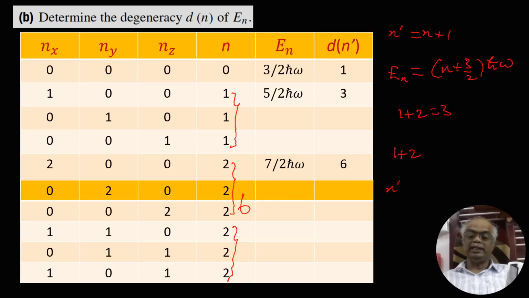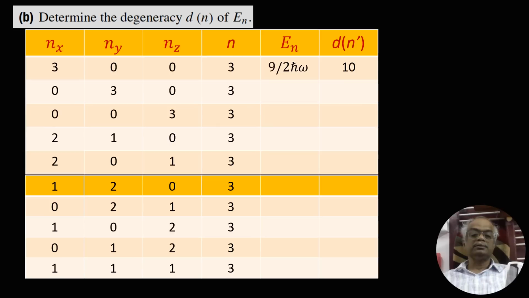2 plus 1. N prime here is 1 plus 2 plus 3. So in the last case, n prime is 3. You add 1, 2 plus 3, which is equal to 6. You have 6 degeneracy. Then we will move on the table further.